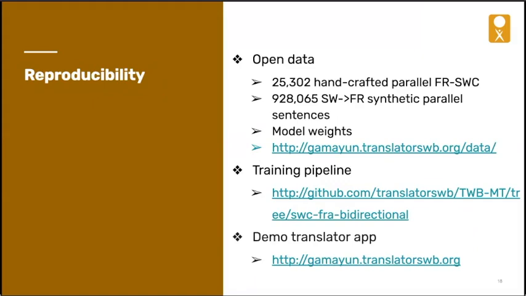The data and both the models created by this work are open sourced in our project portal, our training pipeline as well in our GitHub page. And we also made a demo translator application available.